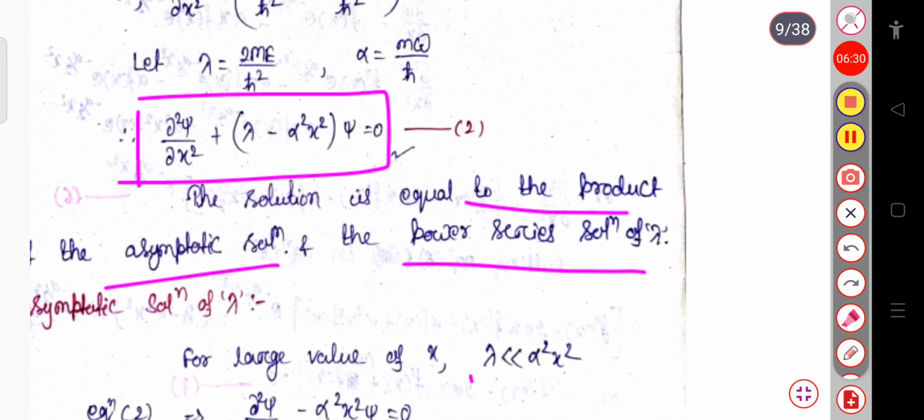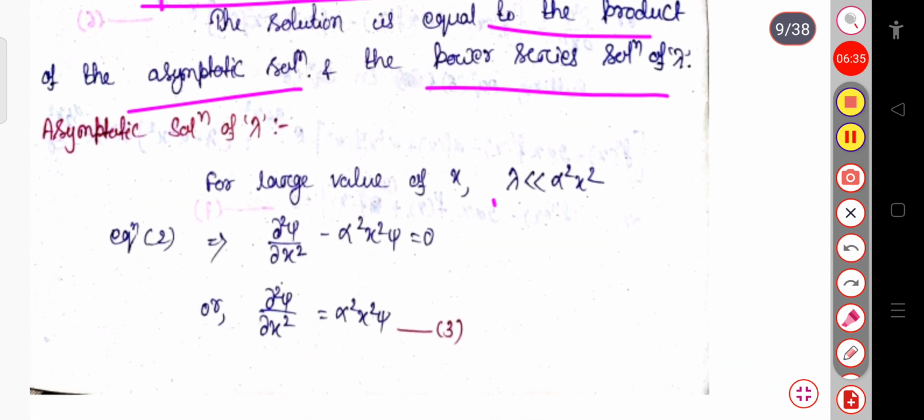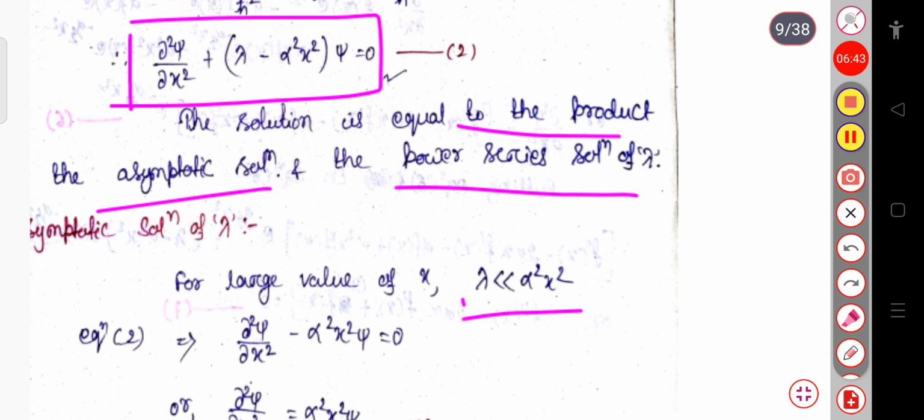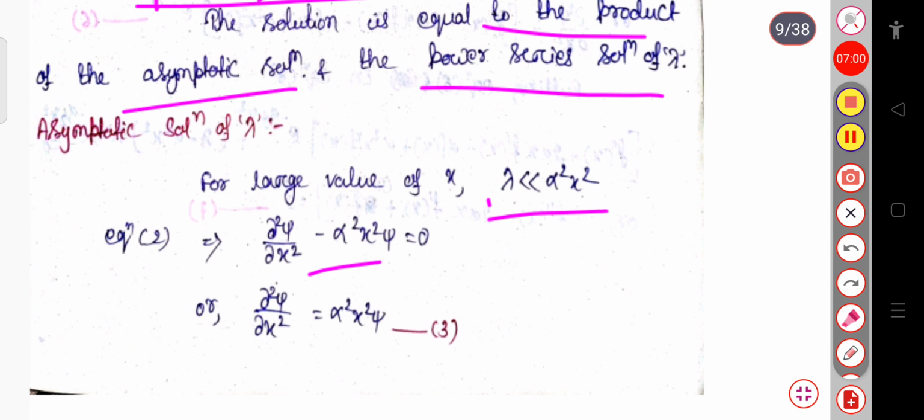You can see here the lambda value is equal to 2mE by h bar square. So if we consider lambda to be very small compared to alpha square x square, we can write d square psi by dx square, and if you neglect this lambda term here, this will be minus alpha square x square psi equal to 0, because we are considering lambda very small as compared to alpha square into x square. That's why we have just neglected that term, and we can write d square psi by dx square equal to alpha square x square into psi.